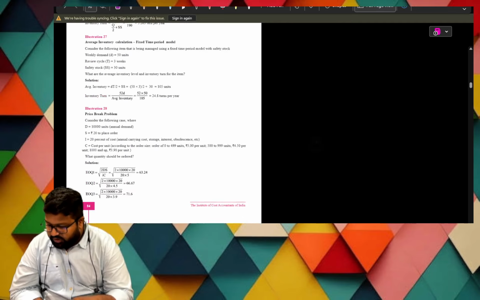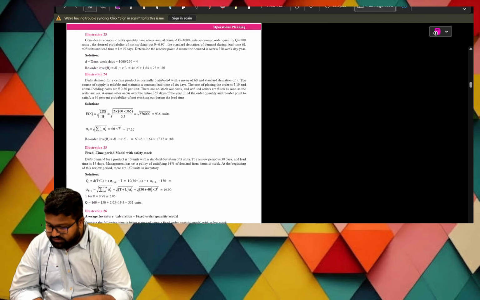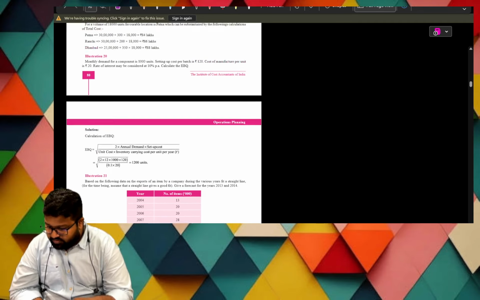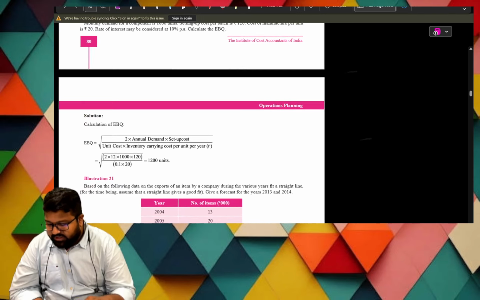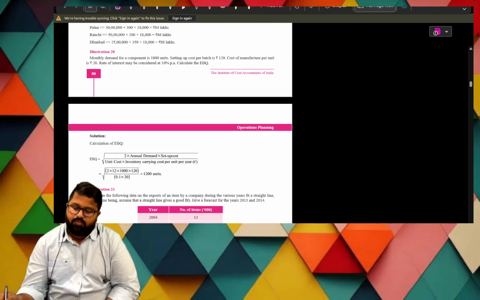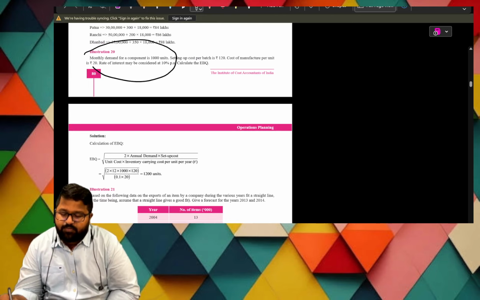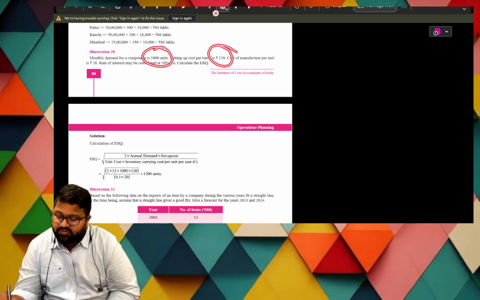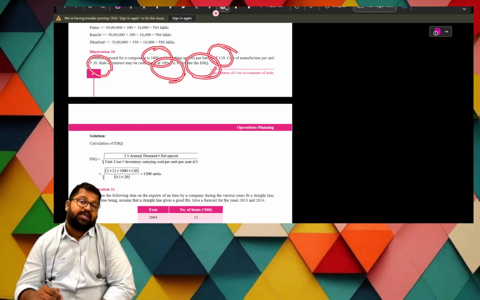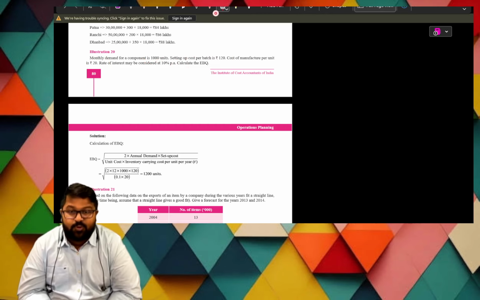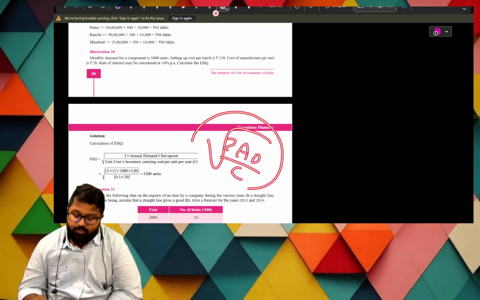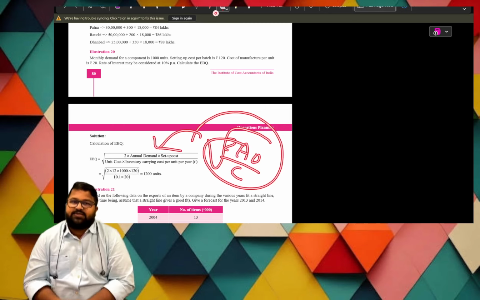Here there are a few important points. The important problem areas are these. This is an important area. Here, see this problem. Monthly demand for a component is 1,000 units. Setup cost is given, cost of manufacture is given, rate of interest is given. He asks for economic batch quantity or economic order quantity. You know, 2AO by C. The same costing formula you can apply and solve the answer.